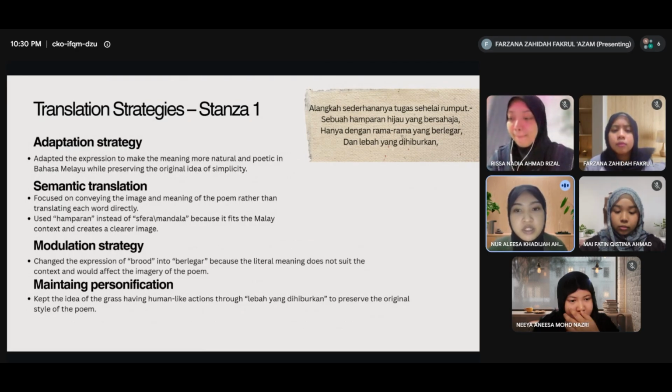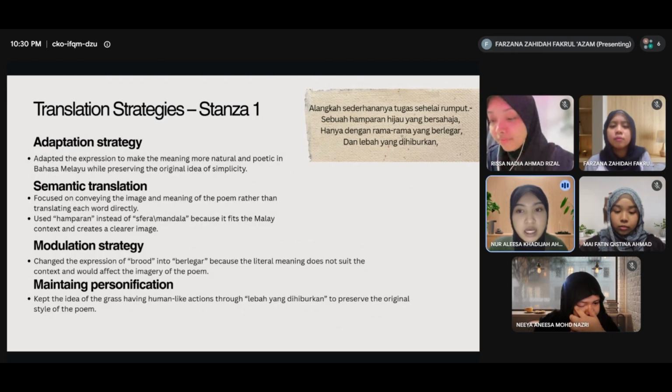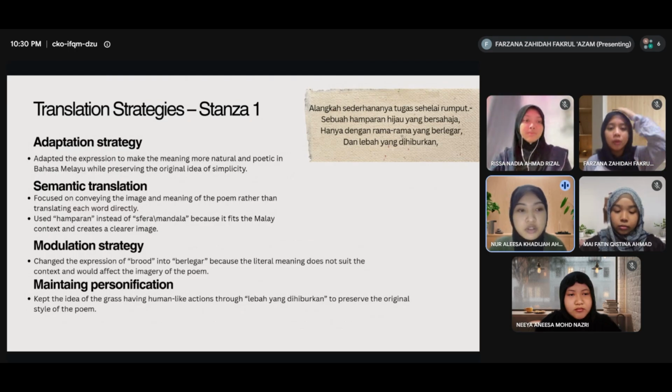For the phrase "a sphere of simple green," I applied semantic translation by using "sebuah hamparan hijau yang bersahaja." Instead of translating sphere literally, I focused on conveying the image of a wide green space to better reflect the atmosphere of the poem. So instead of using sphere or mandala, I use the word hamparan because it fits the Malay context and creates a clearer image.